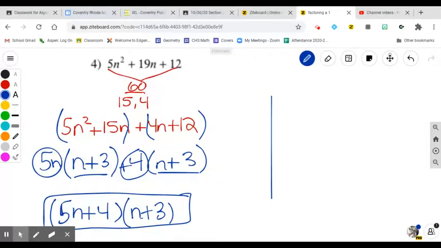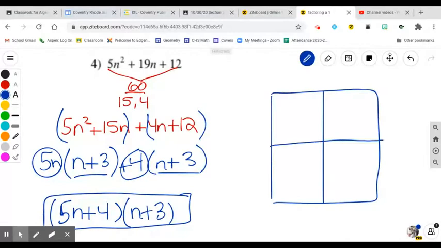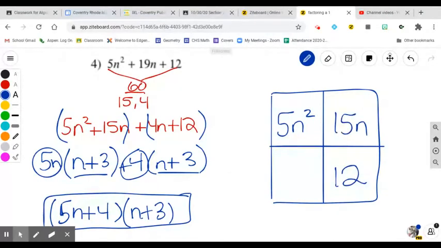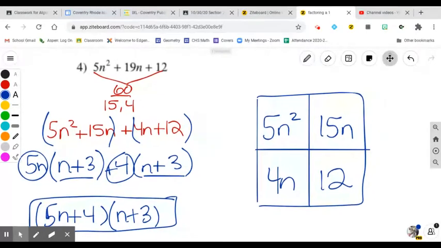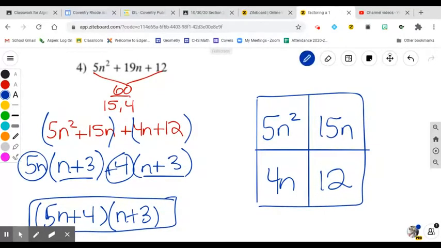So again, you need a 2 by 2 box. First term goes in the top left. Last term, 12, goes in the bottom right. And then 15n and 4n go in either spot. Now we need the GCF of each row and column. So 5n squared and 4n, it would be n. 15n and 12, it would be 3. 5n squared and 15n would be 5n. 4n and 12 would be 4.